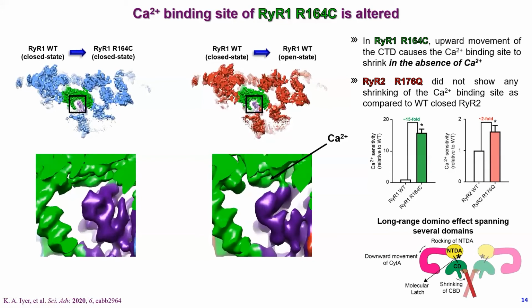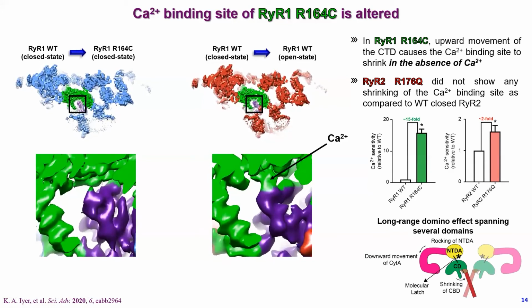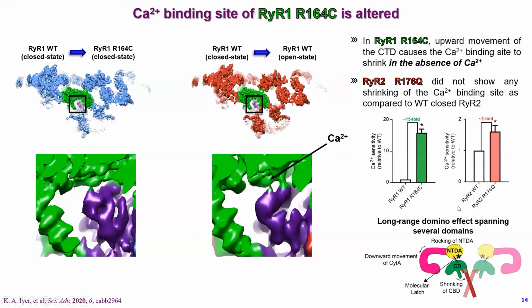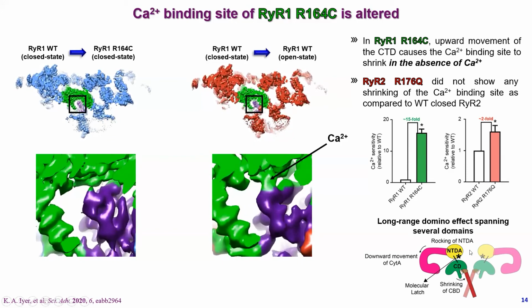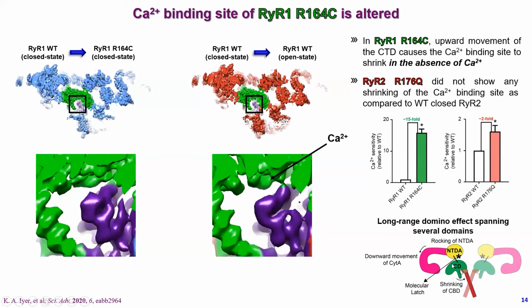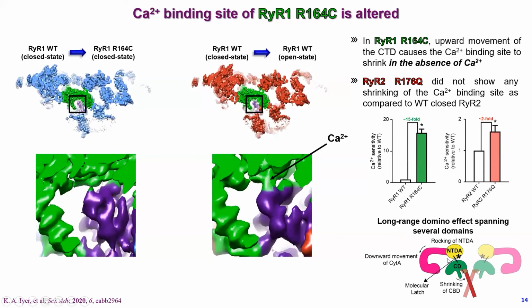So the NTDA mutation R164C has a long-range domino effect which spans across several domains of RyR and is precipitated by rocking of the NTDA, formation of a molecular latch between the NTDA and the CD, as well as shrinking of the calcium binding site.